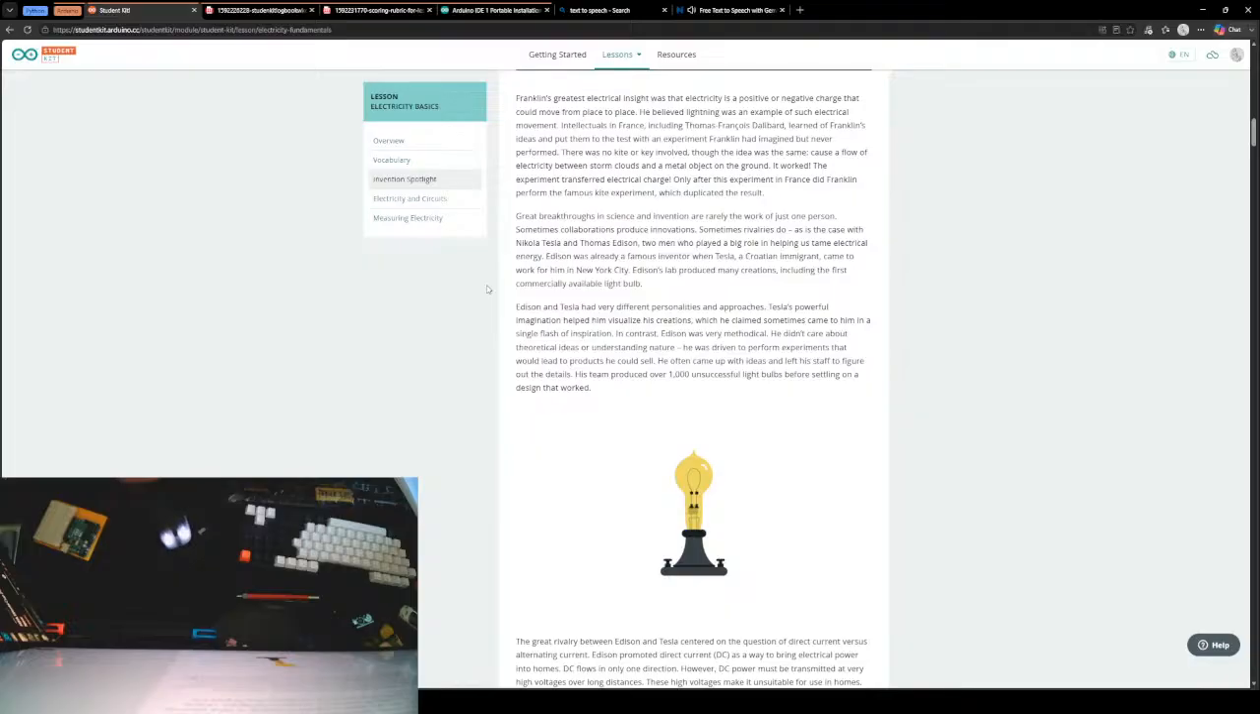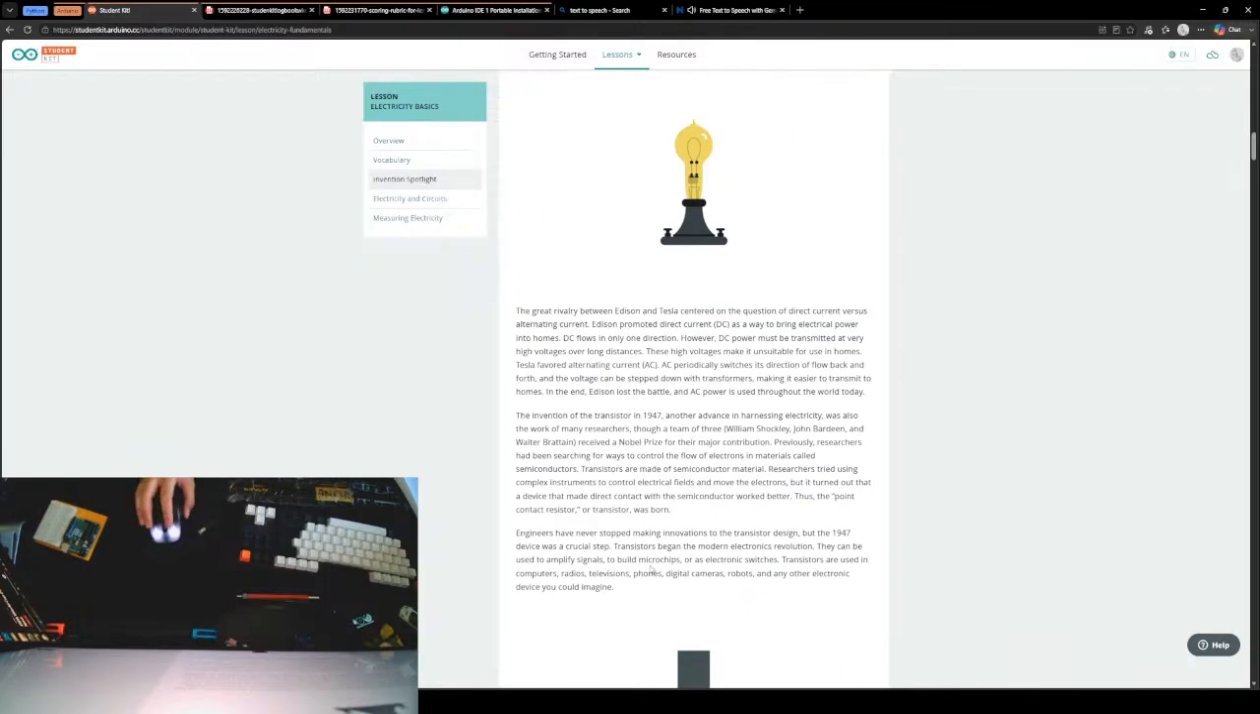He didn't care about theoretical ideas or understanding nature. He was driven to perform experiments that would lead to products he could sell. He often came up with ideas and left his staff to figure out the details. His team produced over 1,000 unsuccessful light bulbs before settling on a design that worked. The great rivalry between Edison and Tesla centered on the question of direct current versus alternating current.